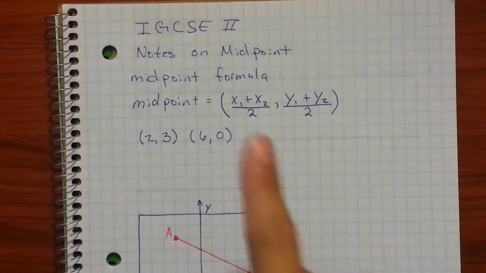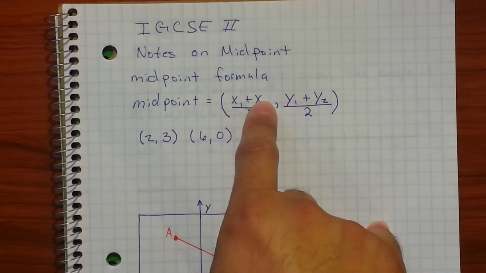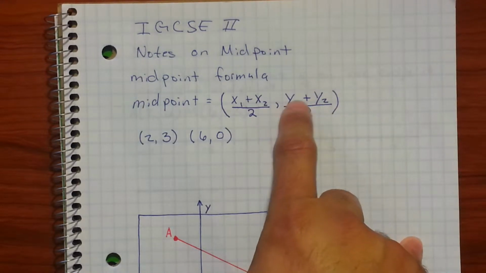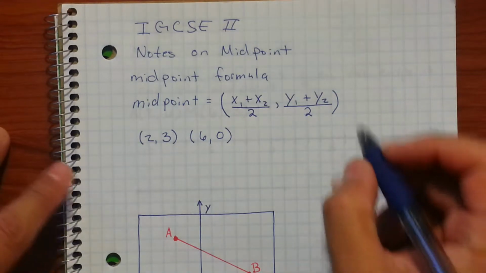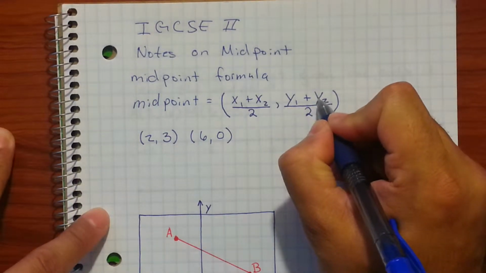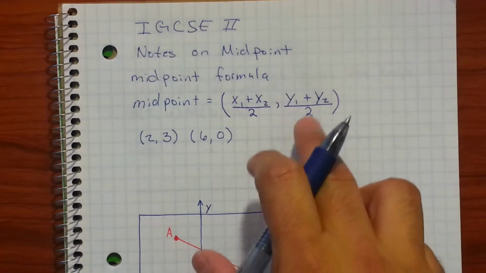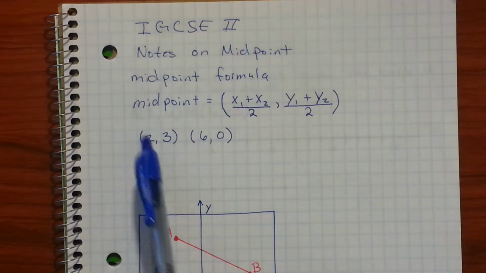So what we do is take our x values, add those together, and divide by 2, and the same thing for our y value. So y1 plus y2, that's a y. So people are not confused, that is a y. Okay, y1 plus y2 divided by 2. That's going to be my formula to find the midpoint.